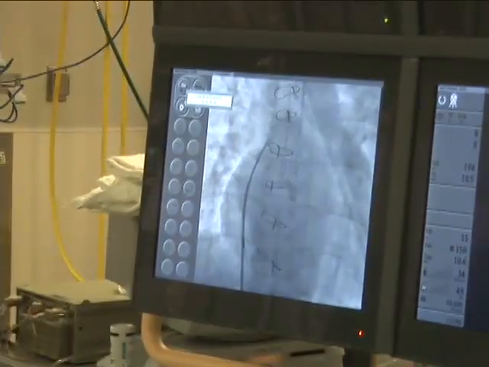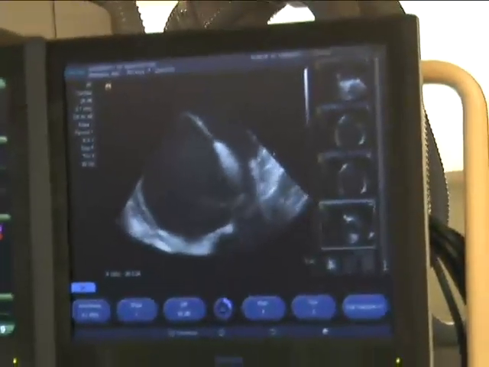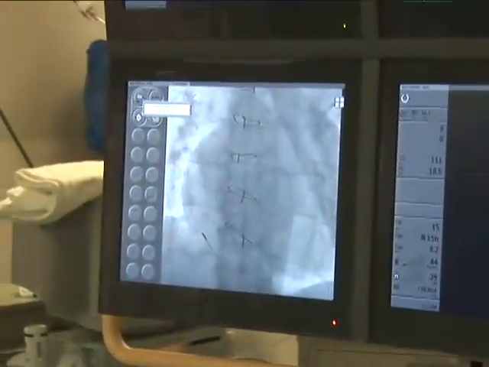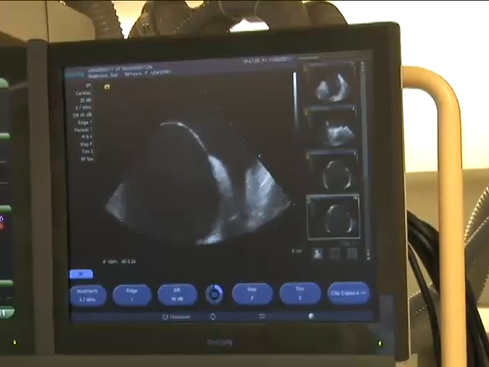Place a pigtail catheter in the ascending aorta at the level of the aortic valve to provide fluoroscopic identification of the aorta. The intracardiac echocardiography, or ICE catheter, is advanced to the right atrium, and images of the septum are obtained.